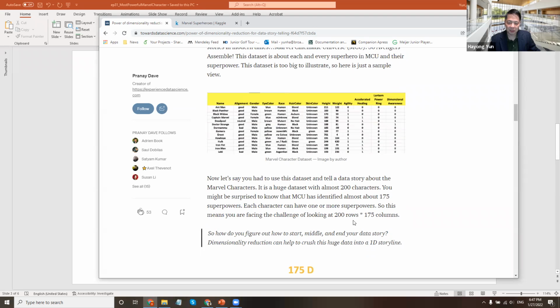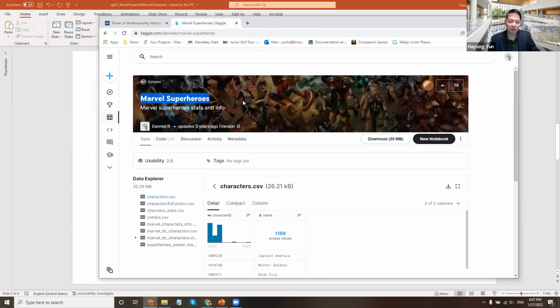So this person here, Mr. Dave, had 200 superheroes on 175 superpowers of the data set. I unfortunately couldn't get it, so I went on my own. Kaggle had one data source here, so I'm using this one. This is by Daniel R, Marvel-superheroes on Kaggle.com. So you can click download, and then it's a zip file.